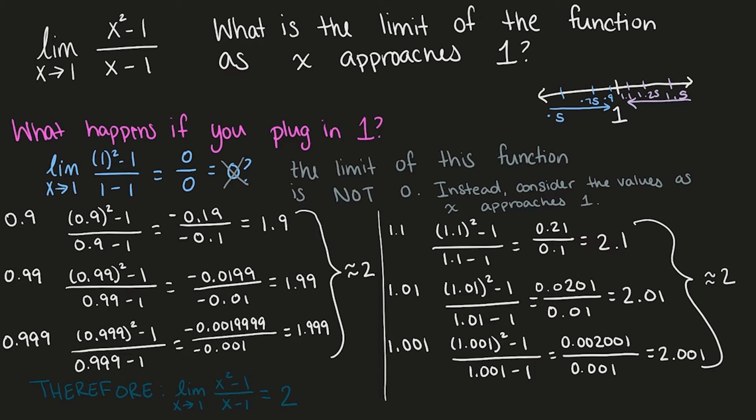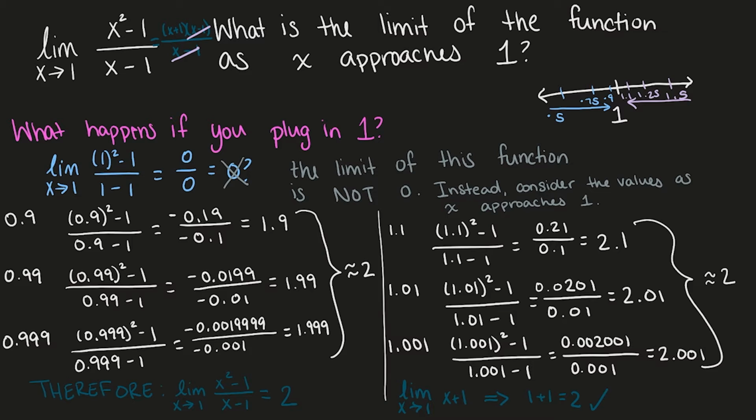If we look at our original function, we can rewrite this as x plus 1 times x minus 1 all over x minus 1, and those x minus 1's can cancel. So in reality, we're taking the limit as x goes to 1 of just x plus 1, and when we plug in 1, we get 1 plus 1, which equals 2.